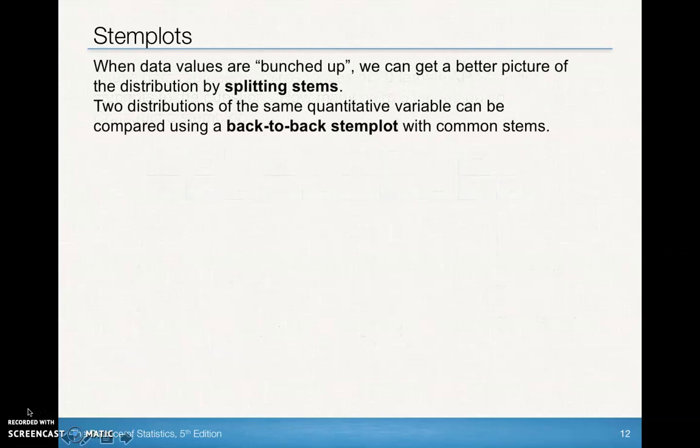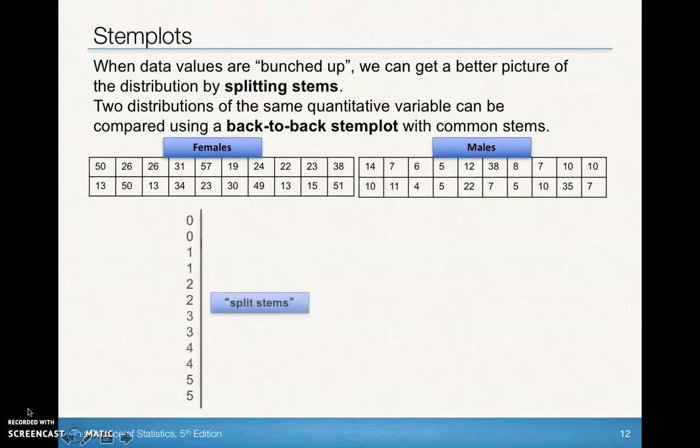When you have too many data points, let's say there's 30 numbers between 30 and 40, you don't want to have all of them in one long line, so you can split your stems. The way you split your stems is you have 2 zeros, 2 ones, 2 twos, 2 threes, and so on. Like 20 to 25 would be in the first 2 stem, and 26 to 29 would be in the second stem. So you can split it up a little bit easier.